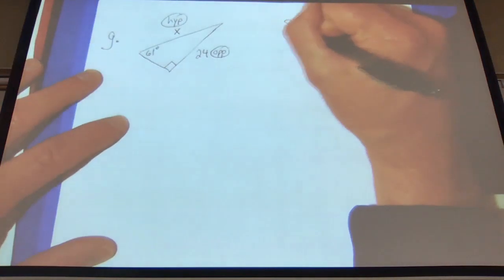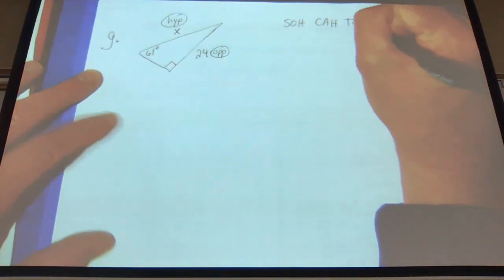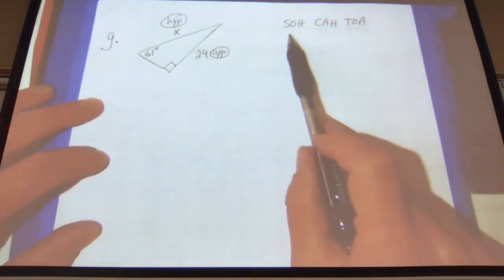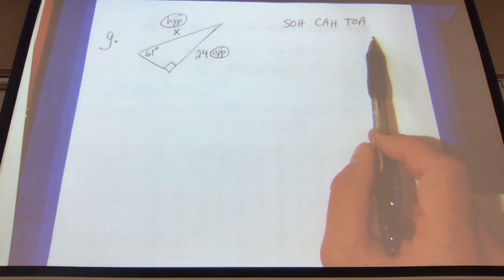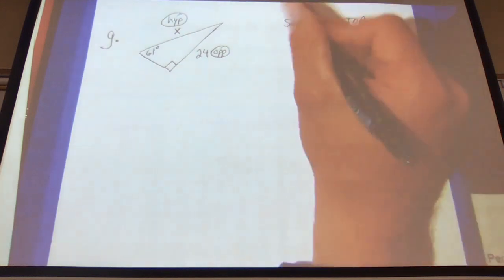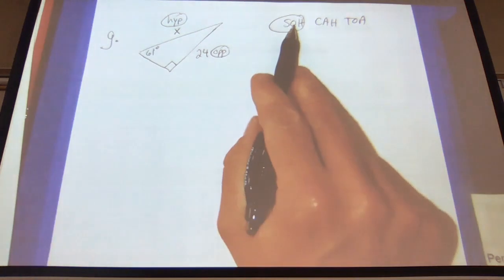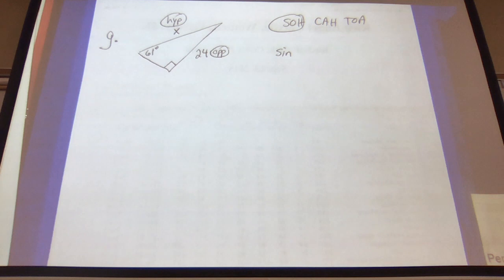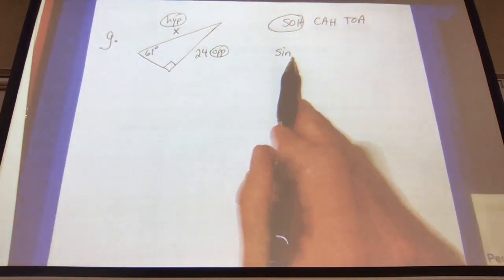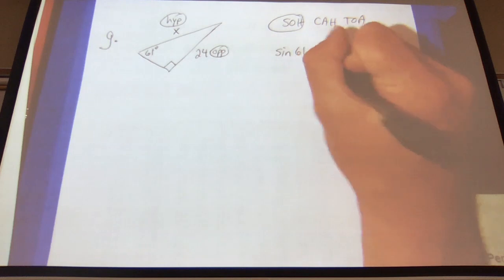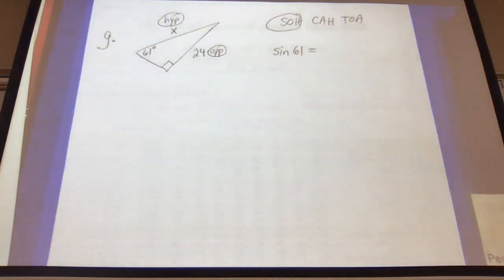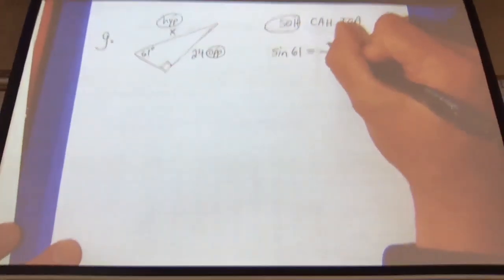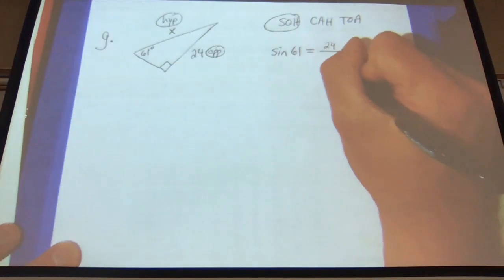Once we get to here, now we go back to SOH. We have hypotenuse and opposite being used here. Which one of our trig functions uses the opposite and the hypotenuse? Sine does. Sine is opposite over hypotenuse. So that's going to help us set up our equation. Sine, abbreviated SIN. Behind the sine always goes the angle. The angle is 61 degrees. Then for your fraction on the right, we're going to put opposite over hypotenuse. Opposite side is 24. Hypotenuse is X.